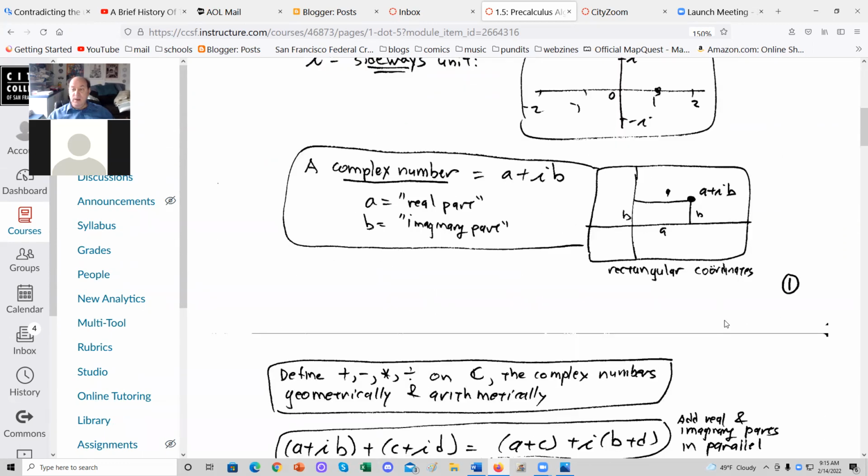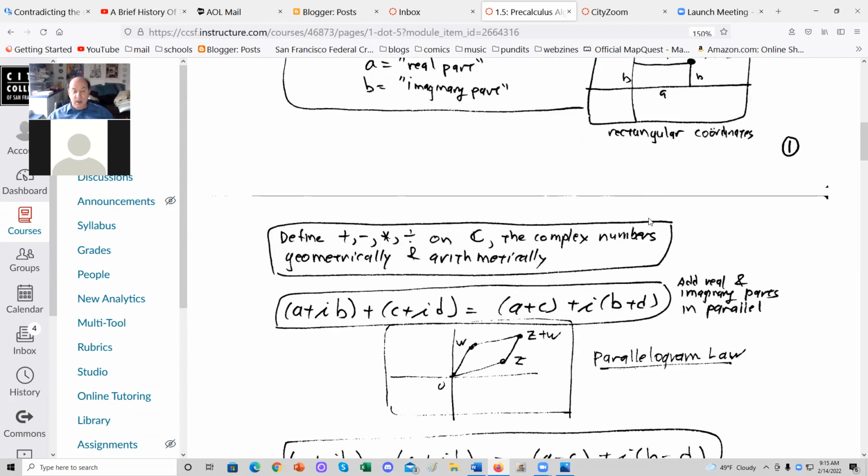All right, now we need to define addition, subtraction, multiplication, and division on these complex numbers, and it's best to do it arithmetically in terms of a and b, and geometrically in terms of the point on the plane. We'll do it both ways. Okay, first, to add two complex numbers, you add these real parts, a plus c, and you add these imaginary parts, b plus d. Add real and imaginary parts in parallel.